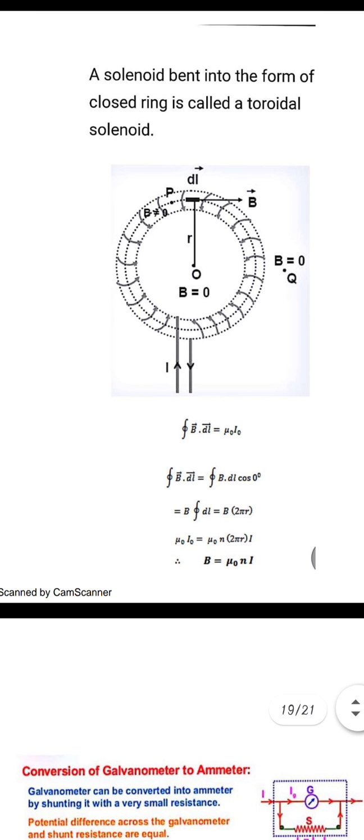Outside the surface of the solenoid as well as outside the toroid, there will be no magnetic field. Inside, there will be a magnetic field, and in the toroid it will be throughout the ring.